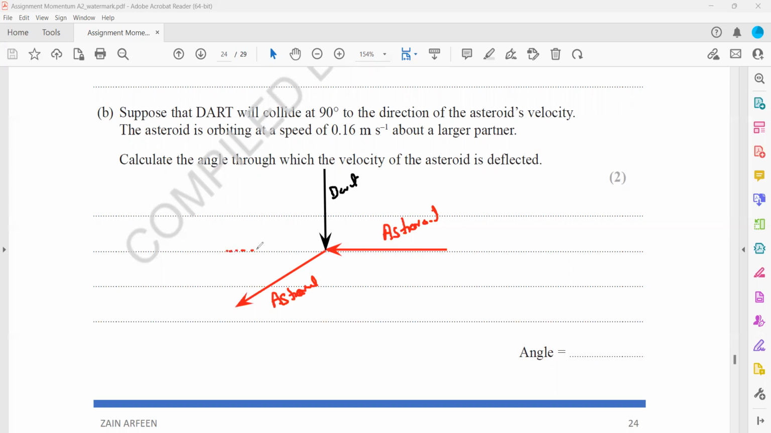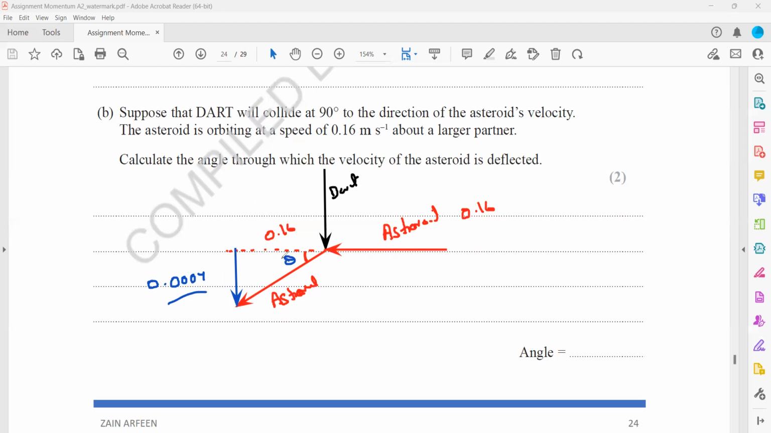If this was 0.16, this will be equal to 0.16 as well, in terms of making a triangle. The initial one is the same thing. We need this angle. We already know, as they mentioned in part A, that the change in the velocity of the asteroid is 0.4 millimeter, or 0.0004 meter per second. That change in the velocity is given. So we need this angle theta.